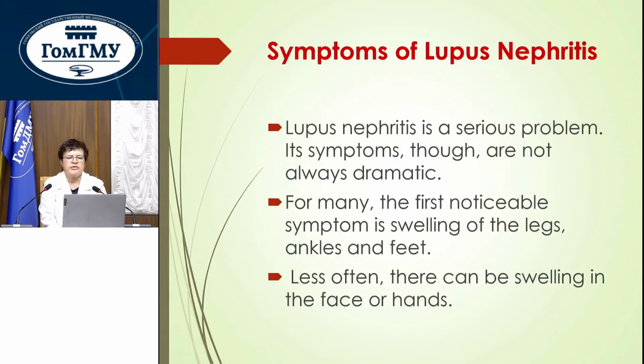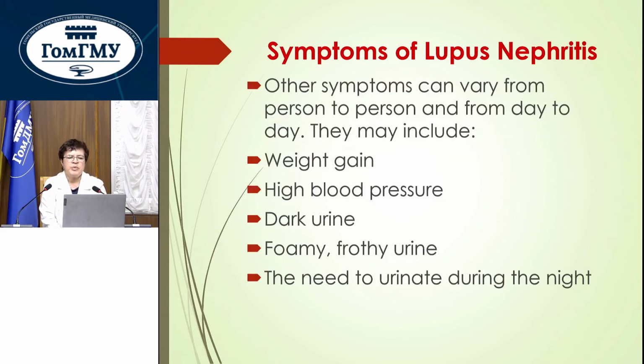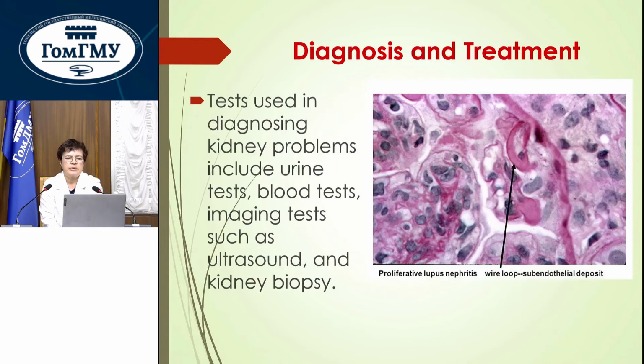Symptoms of lupus nephritis. Lupus nephritis is a serious problem. Its symptoms, though, are not always dramatic. For many, the first noticeable symptom is swelling in the legs, ankles, and feet. Less often, there can be swelling in the face or hands. Other symptoms can vary from person to person and from day to day. They may include weight gain, high blood pressure, dark urine, foamy, frothy urine, and the need to urinate during the night.